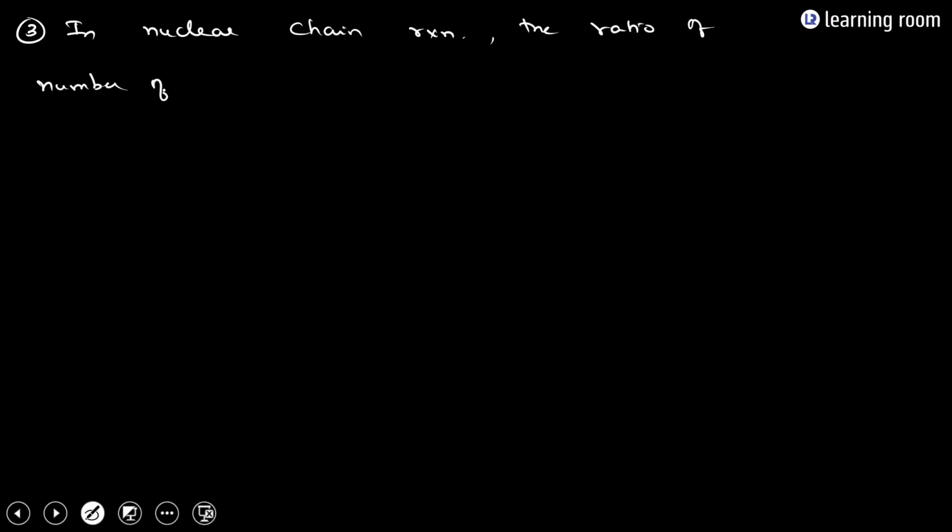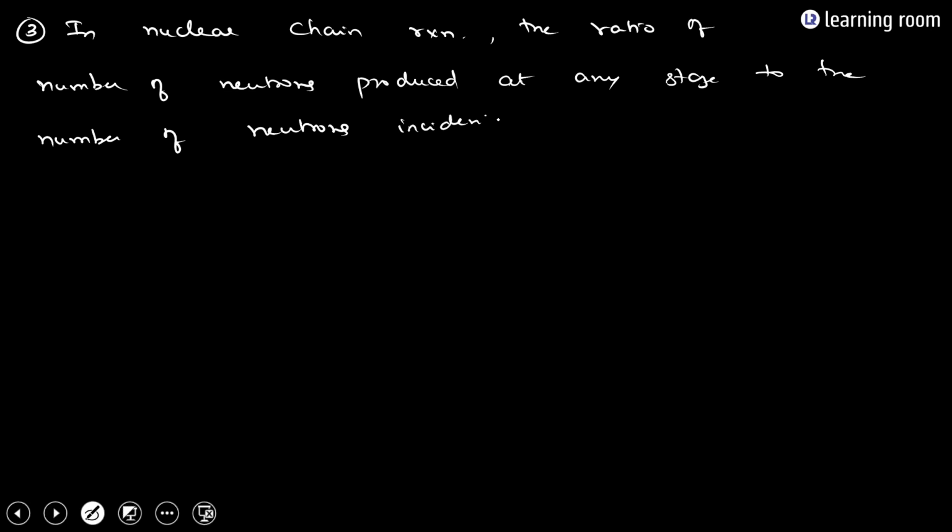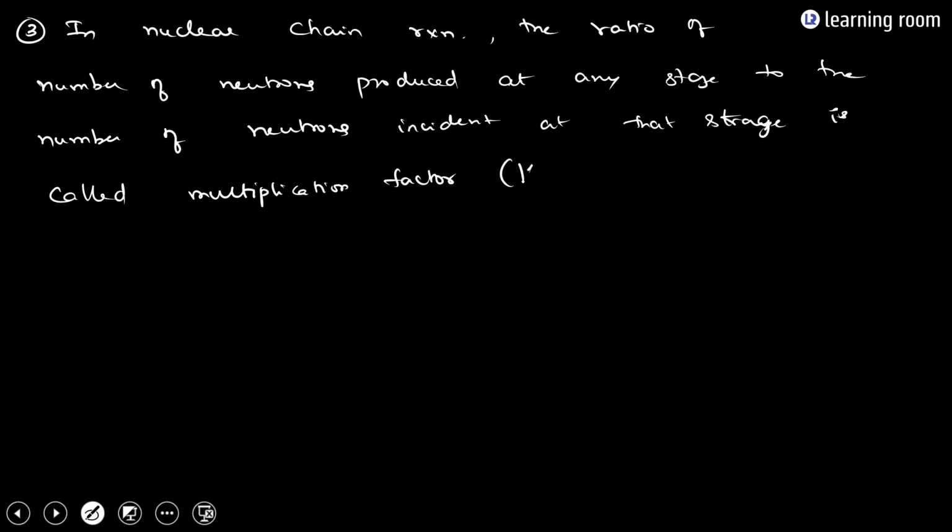And the third one is an important one, write it down. In a nuclear chain reaction, the ratio of the number of neutrons produced at any stage to the number of neutrons incident at that stage is called the multiplication factor. It's called the multiplication factor K.